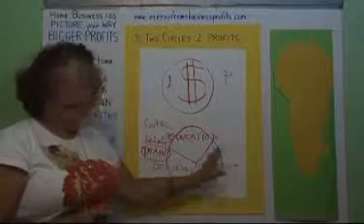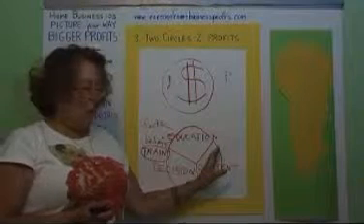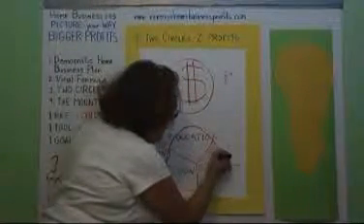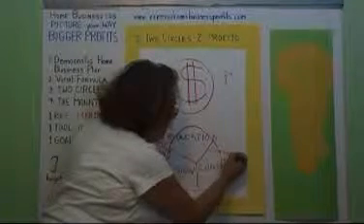Now, the content in network marketing, the home business, is basically the company. So you already have a company's website.